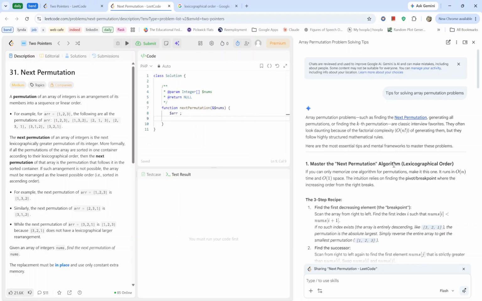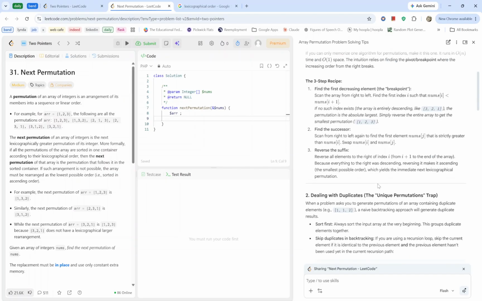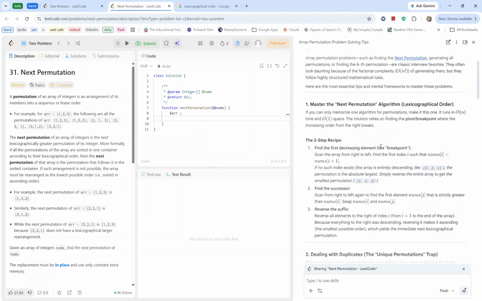Master the next permutation algorithm, lexicographical order. The intuition relies on finding the pivot breakpoint where the increasing order from the right breaks. So that basically means you can't find the next one. Like you're at the last one, I guess. Finding the decreasing element, the breakpoint.